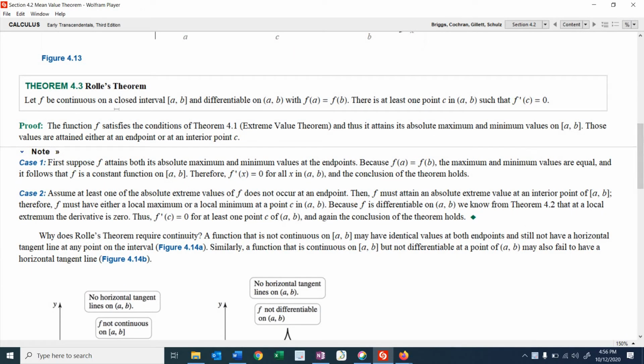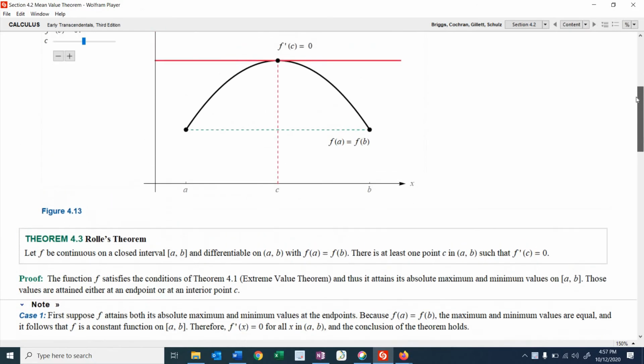So here's what Rolle's theorem says. Let f be a continuous function on a closed interval from a to b, and differentiable on the open interval from a to b, with f of a equal to f of b. Then there's at least one point c in the open interval from a to b, such that f prime of c is equal to 0. Let me show you why this is true graphically.